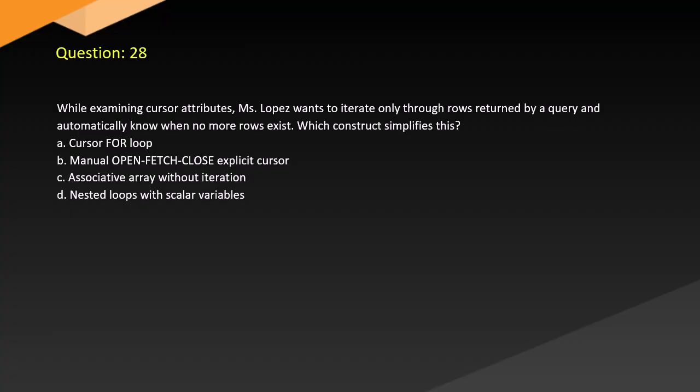Question 28. While examining cursor attributes, Lopez wants to iterate only through rows returned by a query and automatically know when no more rows exist. Which construct simplifies this? A. Cursor FOR loop. B. Manual open, fetch, close of an explicit cursor. C. Associative array without iteration. D. Nested loops with scalar variables.